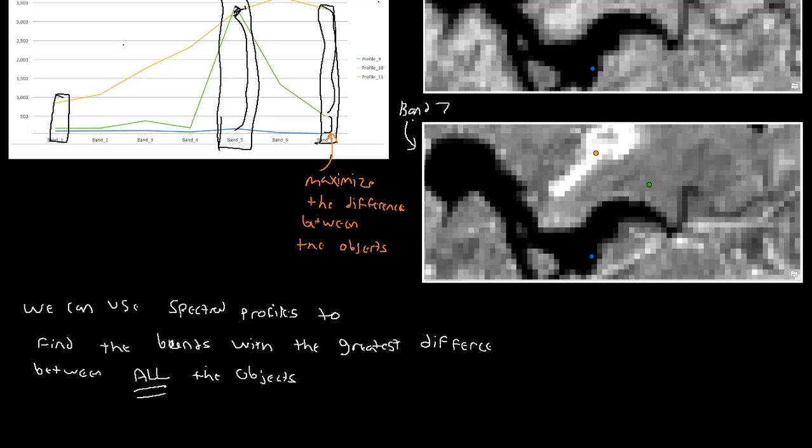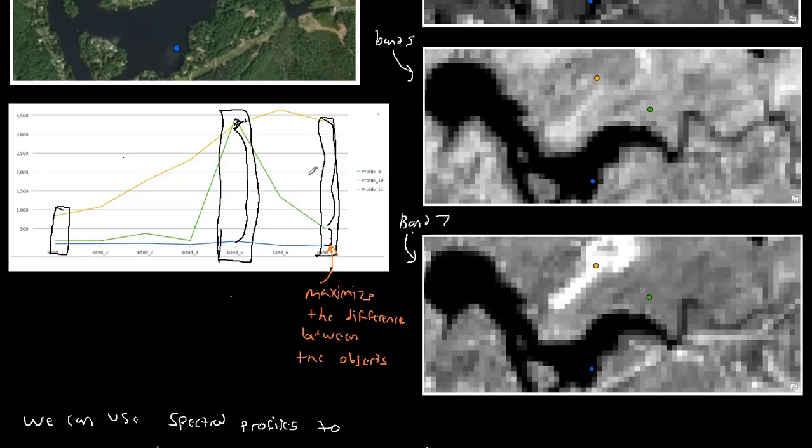Right. And I underlined all here because ideally, in a perfect world, you're going to want to pick the band that has the most difference between all of them. You wouldn't want to pick this one because forest and water are really close together. You wouldn't want to pick this one because sand and forest are really close together. You would want to pick this one because they're all kind of different, right? Hopefully that makes sense.